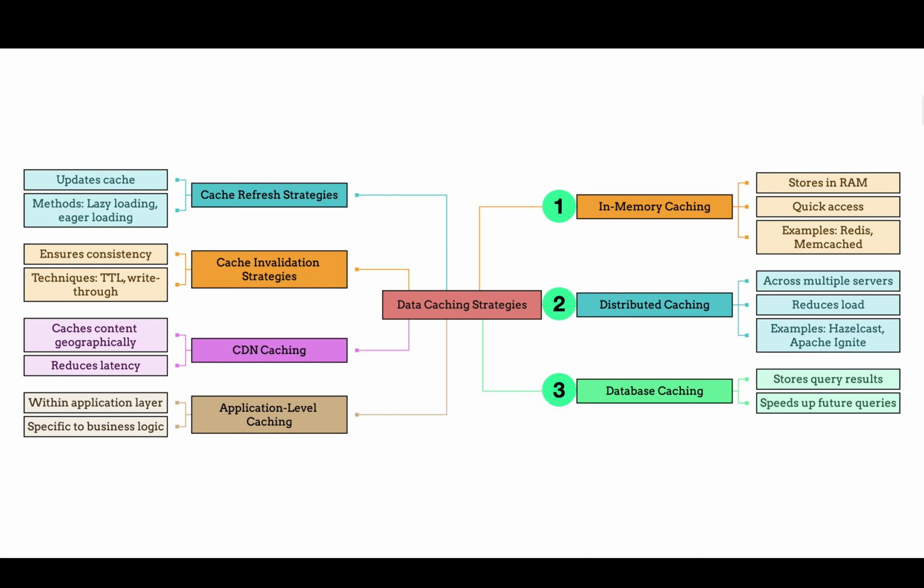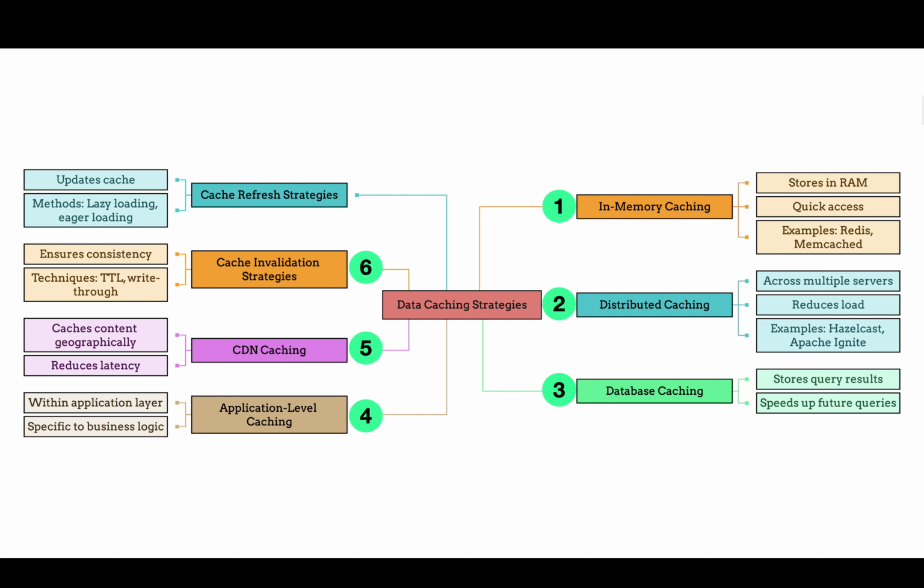3. Database caching stores query results to speed up future queries. Can be implemented within the database or by using external tools. 4. Application level caching involves caching data within the application layer. This can be specific to business logic, like caching user profiles or product information. 5. Content Delivery Network, CDN, caching distributes and caches content geographically closer to users to reduce latency. Common in web services for static content caching.